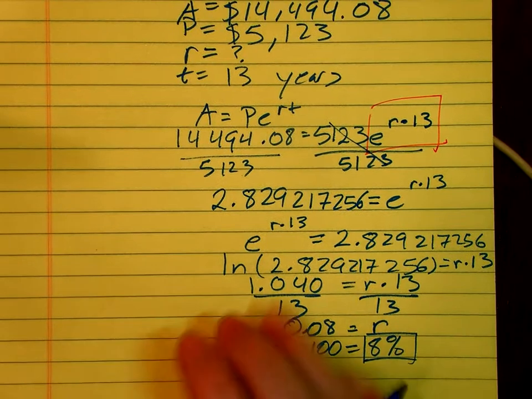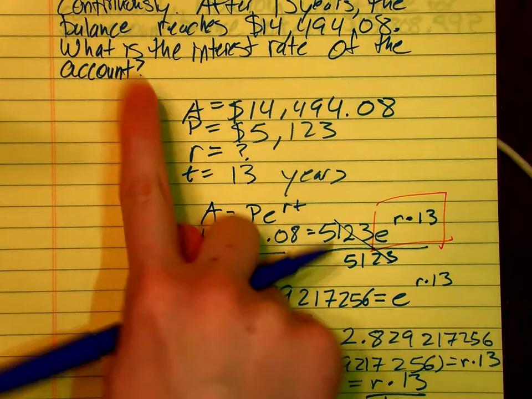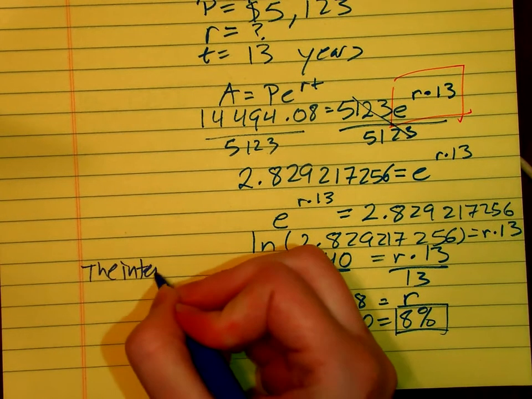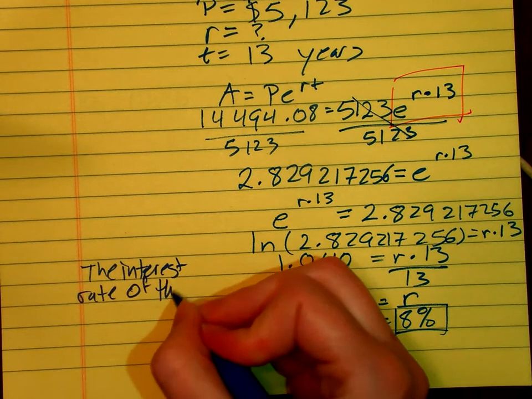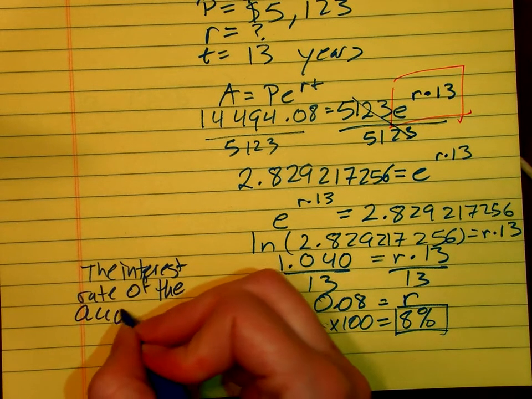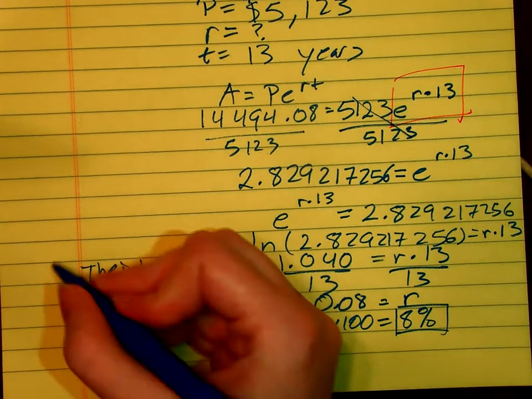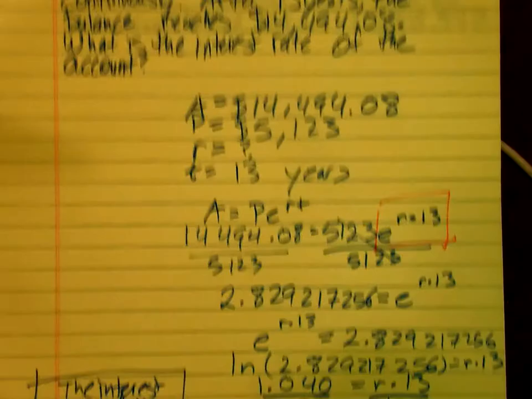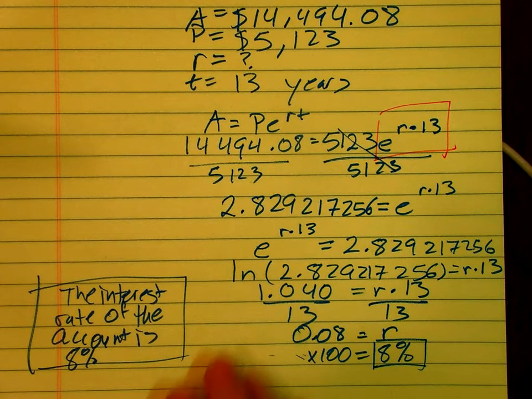Alright, so let's put this back into the context of the problem. What is the interest rate of the account? The interest rate of the account is 8%. There we go. Alright, if you need to pause, write this down, go ahead and do so. Alright, moving on.